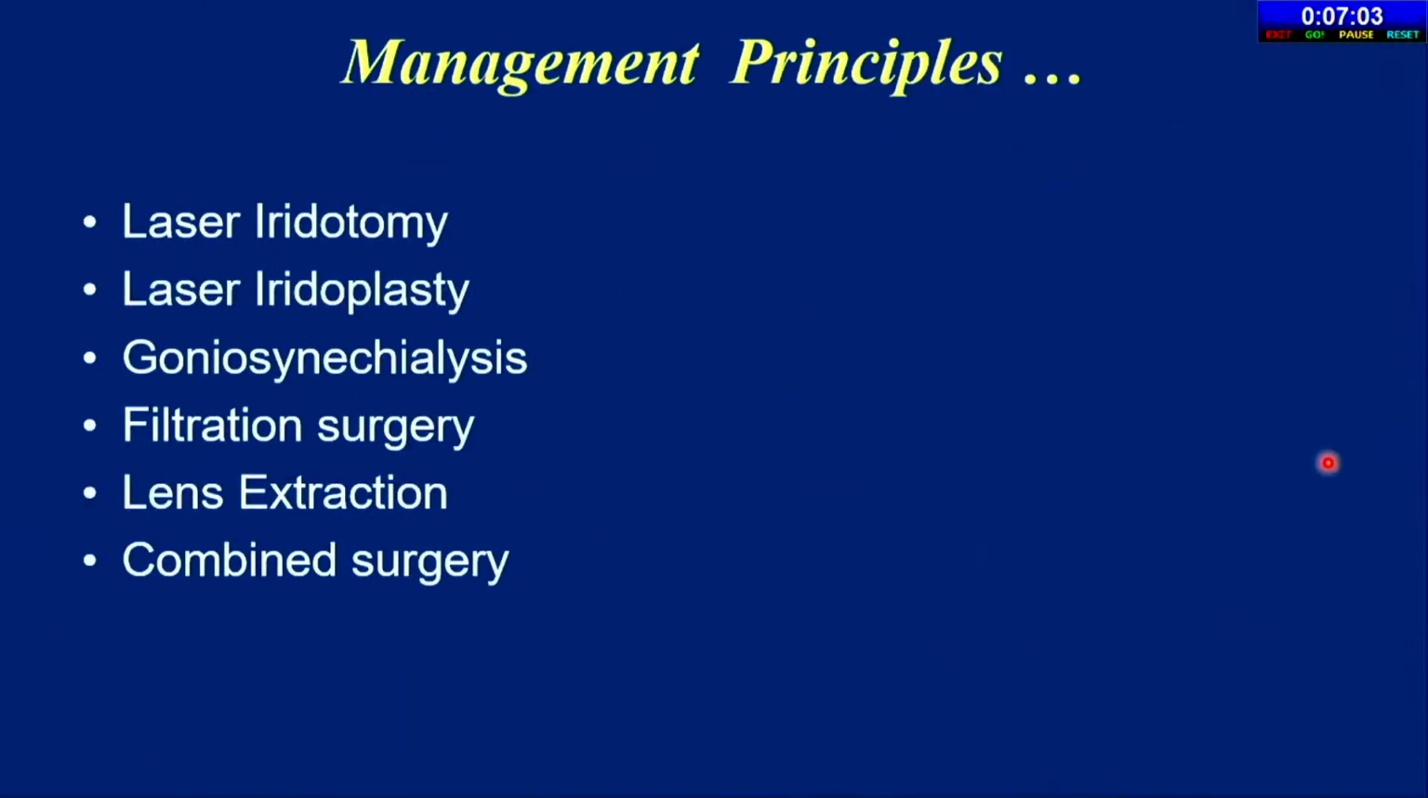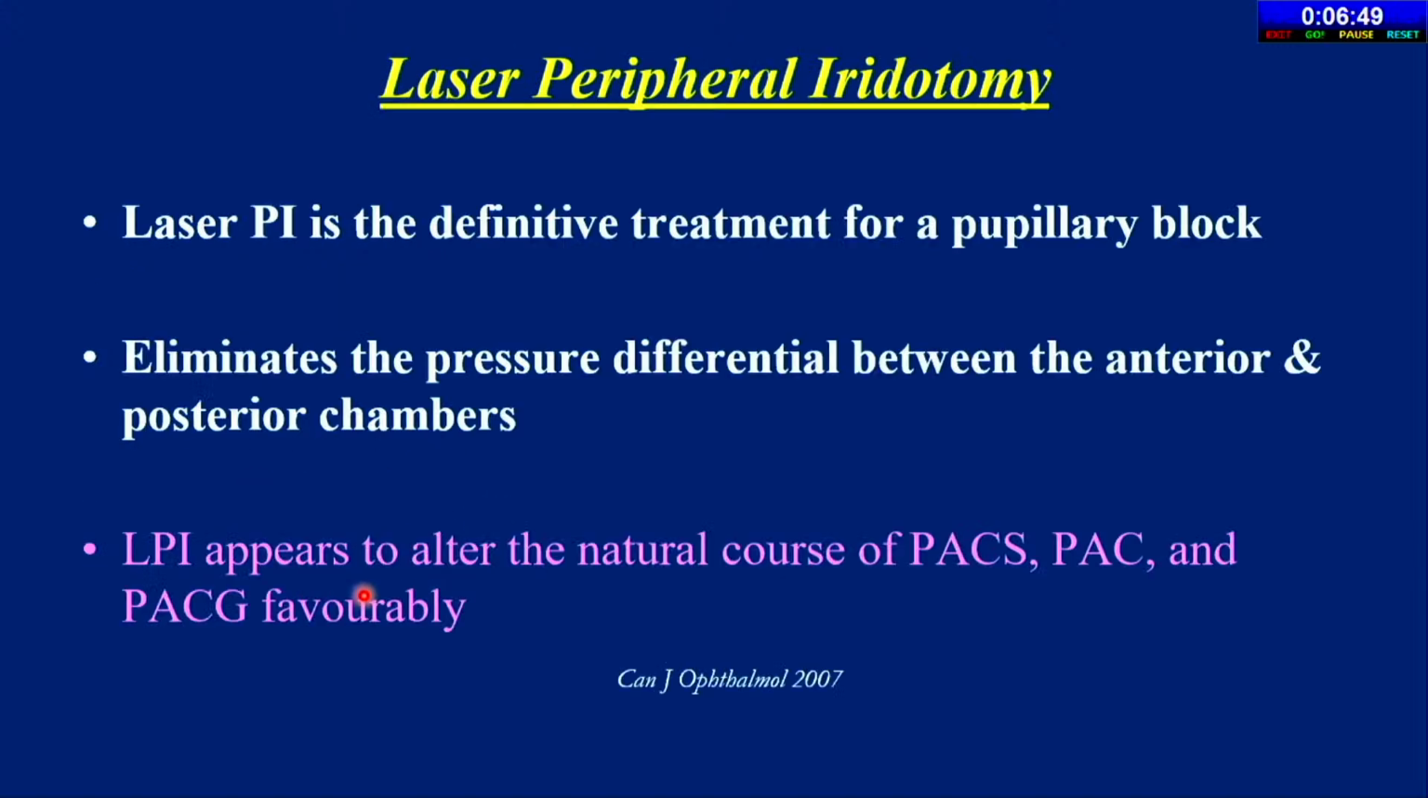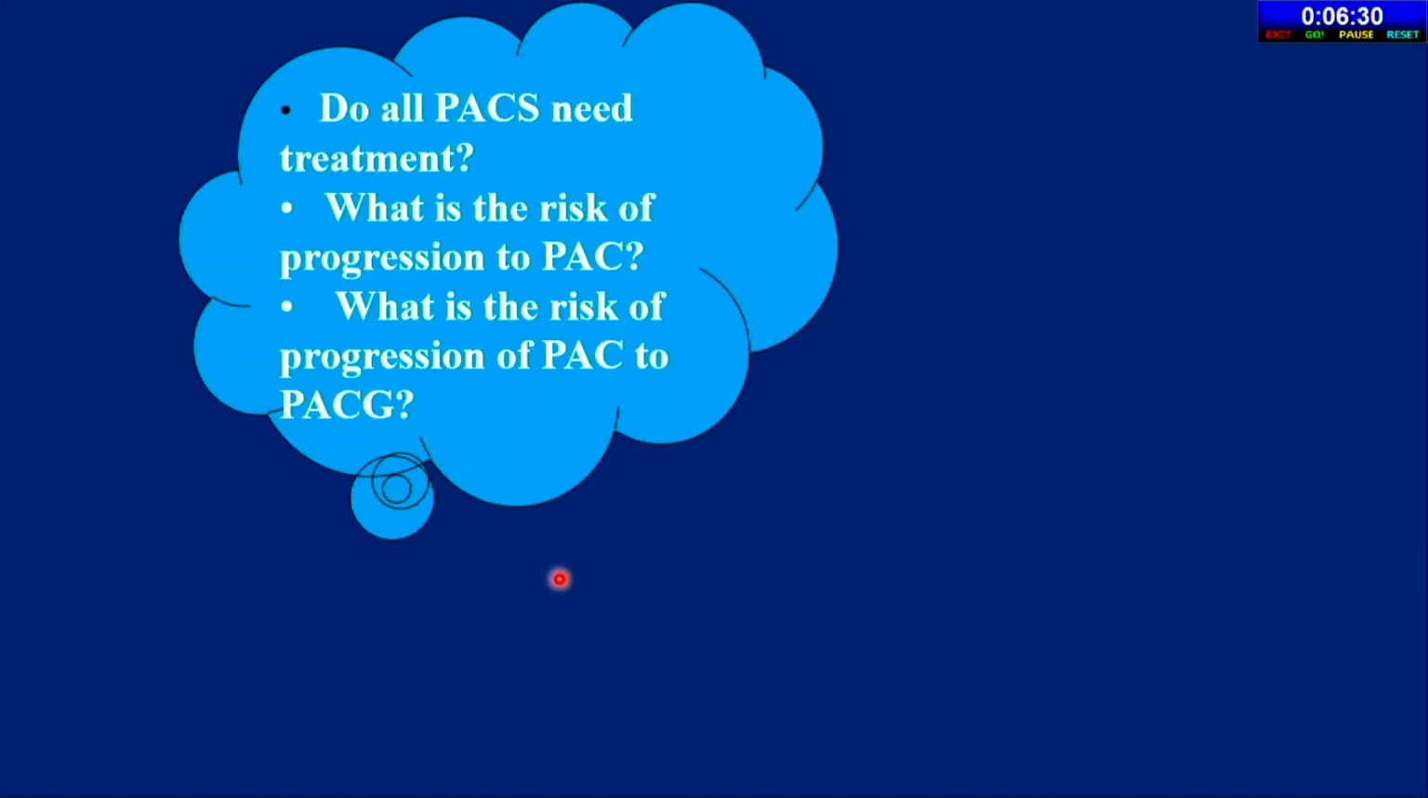Now coming to management principles. These are the options which we all know are available to manage angle closure glaucoma: laser iridotomy, laser iridoplasty, goniosynechialysis, lens extraction, combined surgery, or filtration surgery. Now coming to laser peripheral iridotomy, as we know it is the definitive treatment for a pupillary block. And we have been doing laser iridotomy for all our patients, as it eliminates the pressure differential between anterior and posterior chambers, and it appears to alter the natural course of the disease.